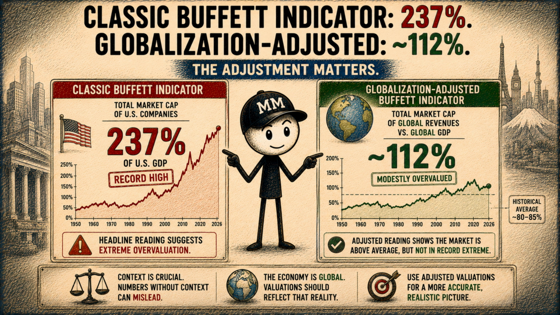Dividing a globally generating company's market cap by U.S. GDP alone understates the denominator. The globalization-adjusted Buffett indicator is approximately 112%, still above the historical average, but meaningfully below the alarming 237% headline number. At 112%, the market is modestly overvalued by this adjusted measure, not in record bubble territory.